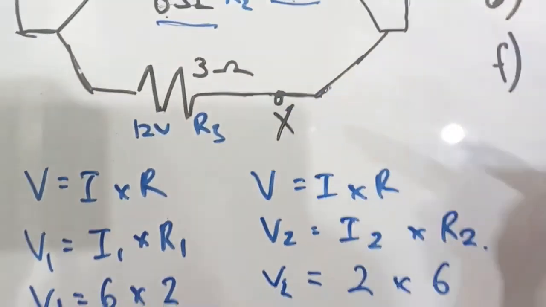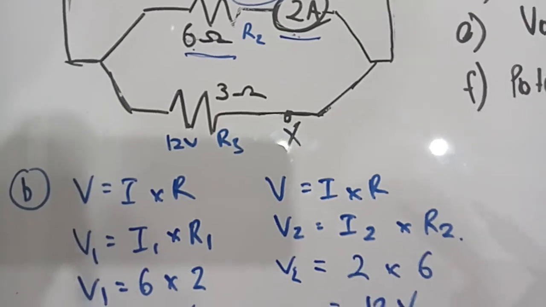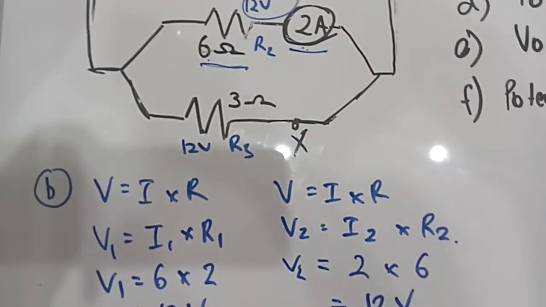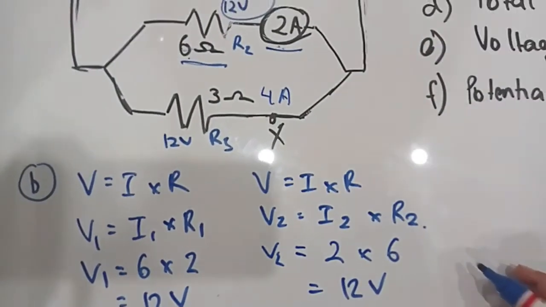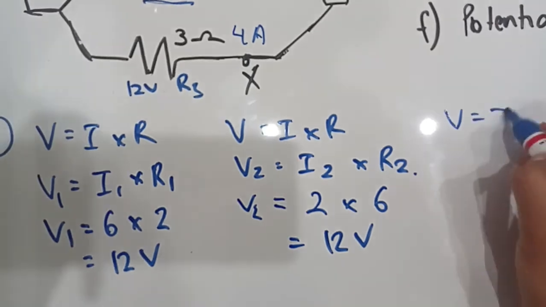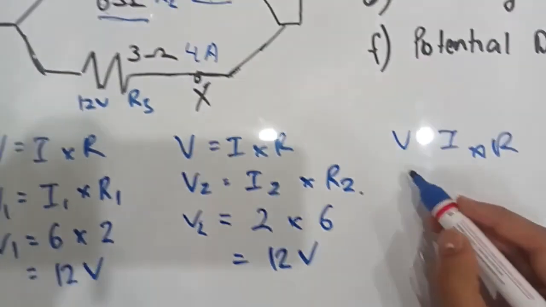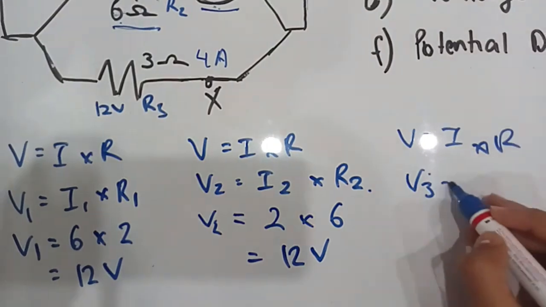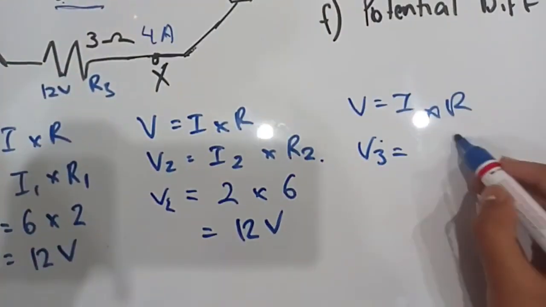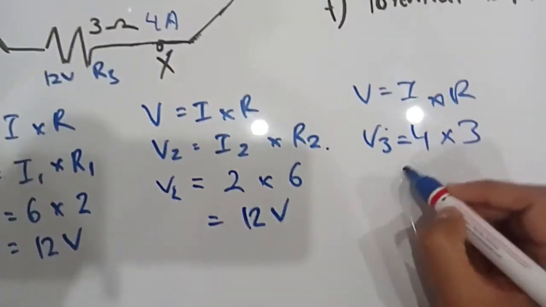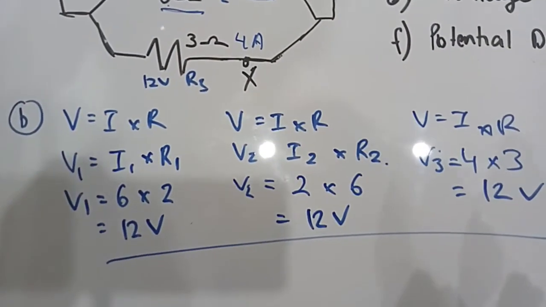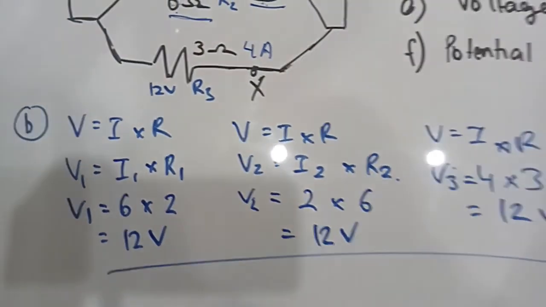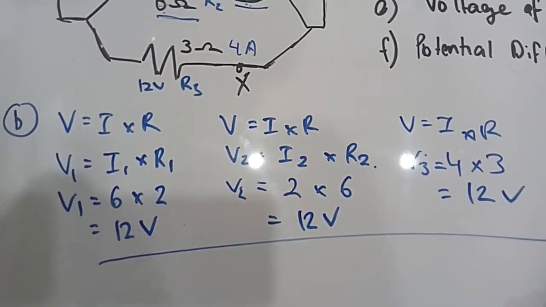And similar with this, we know the current flowing through here is 4 amps. That's what we found from the last question. And if we do the same, we get voltage 3 equals the 3 ohm resistance multiplied by the 4 amps, which is still 12 volts. So the potential difference across every resistor is the same. It's 12 volts.